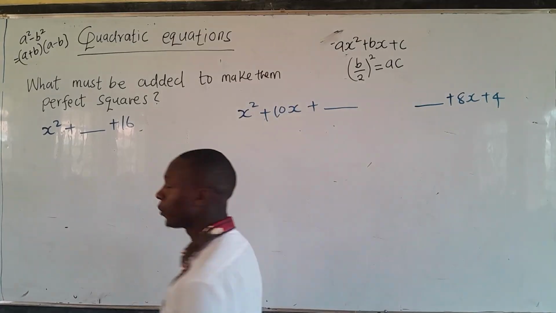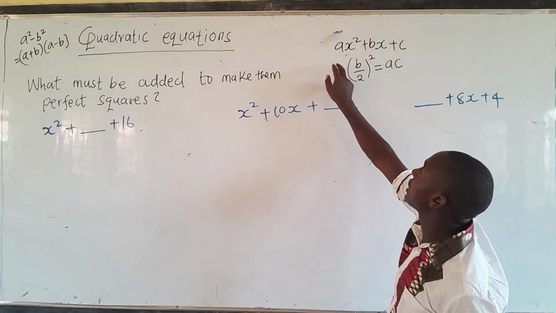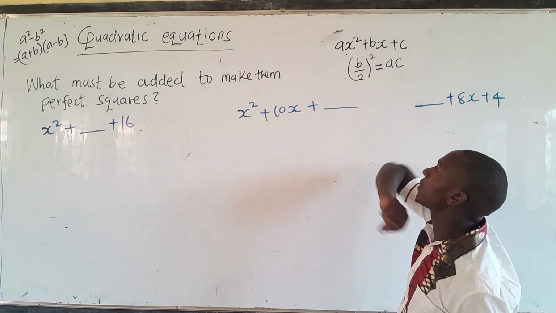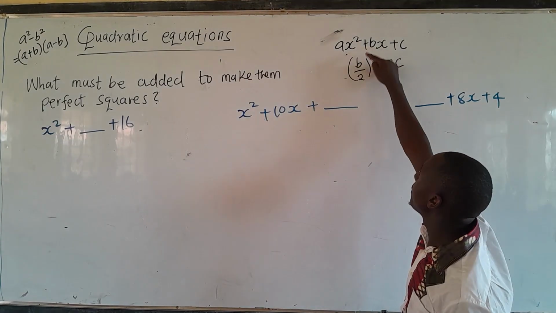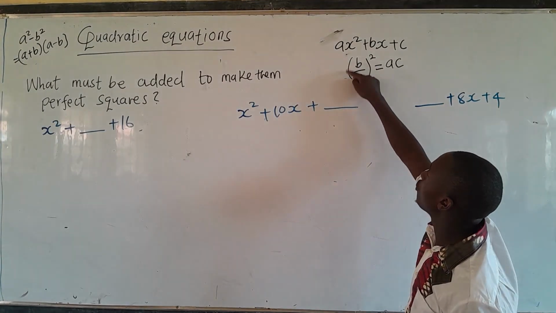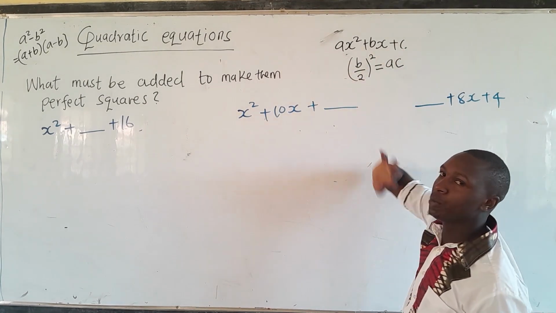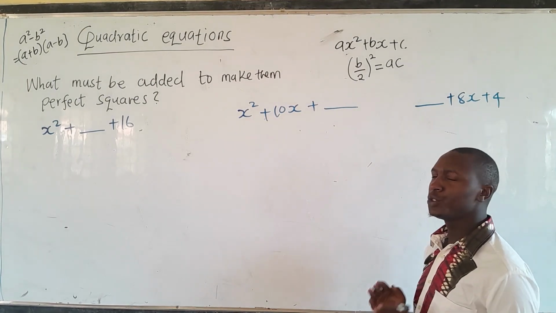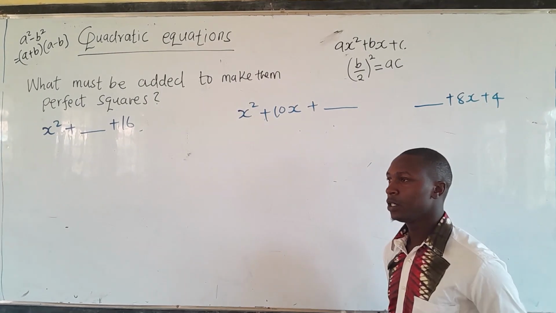Before we get into that, we have a general form of a quadratic equation given as ax squared plus bx plus c. Now, if you know this relationship, that if you take b and divide it by 2, and you square the result, you must get ac, the product of a and c. So we are going to use that concept for each one of these to find the unknown values of the dashes.